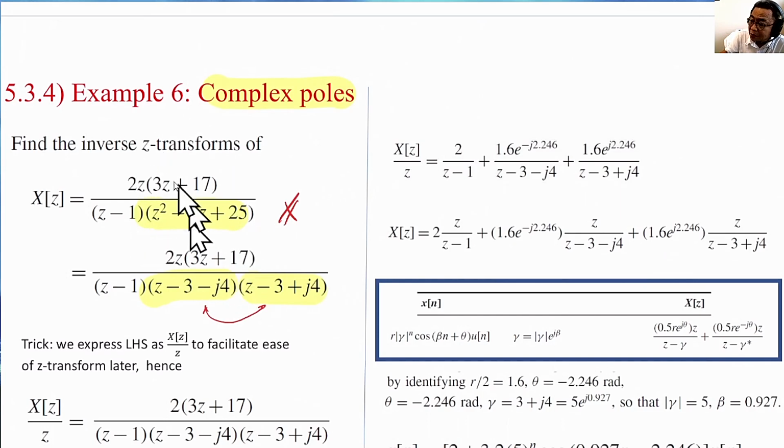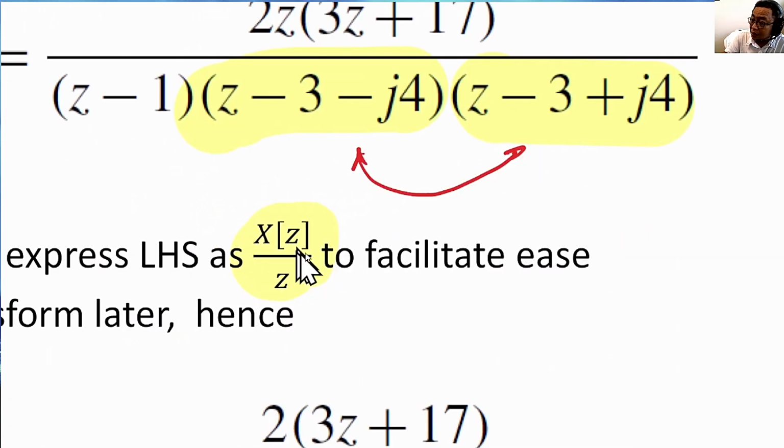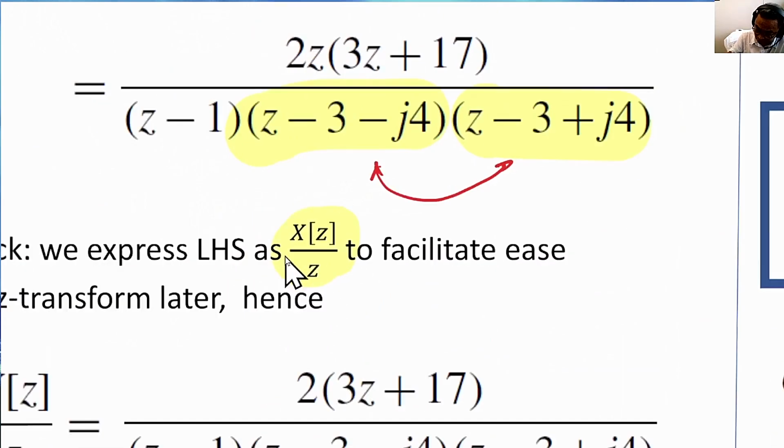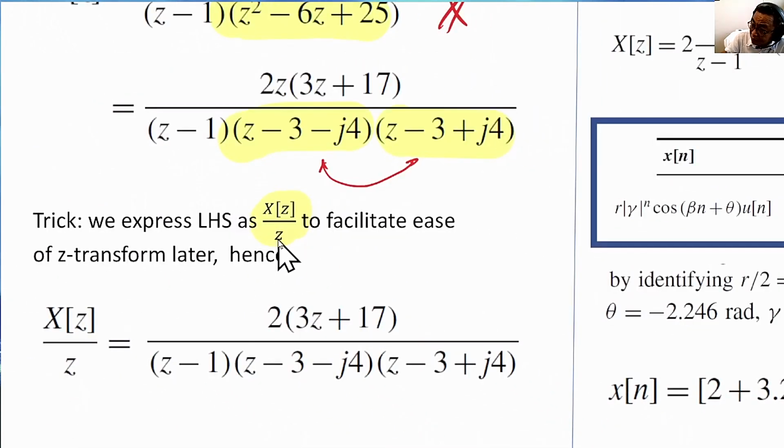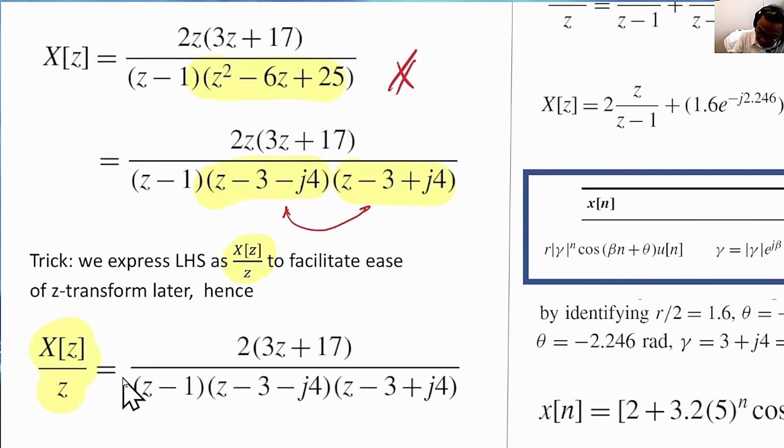Now again, when we are playing with positive powers of z, the first trick is to move one of the z to the left hand side so that we have X(z) over z, because we have to move the z at the denominator to the right hand side later. So this is actually the same as the top, except that we are moving this z below. So the numerator becomes 2 times 3z plus 17. The denominator remains the same.